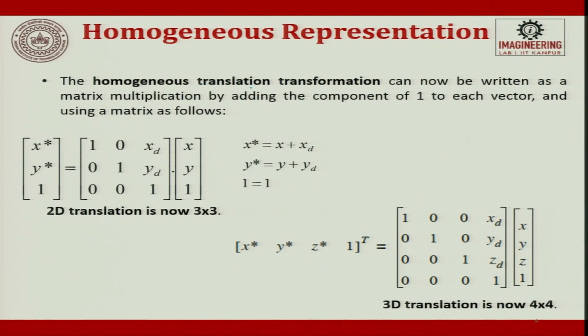So the homogeneous translation transformation can now be written as a matrix multiplication by adding the component of 1 to each vector and using a matrix as follows: P star, that is x star, y star, 1, which is the final destination point, is equal to the transformation matrix into the point P. This is the homogeneous transformation matrix. This 1 is the scalar factor which we studied here.